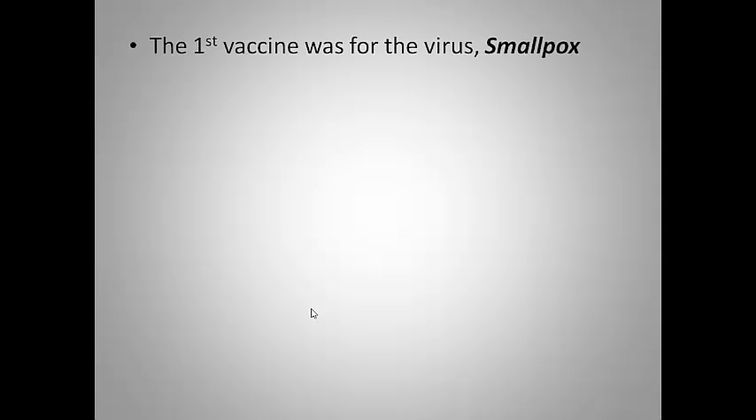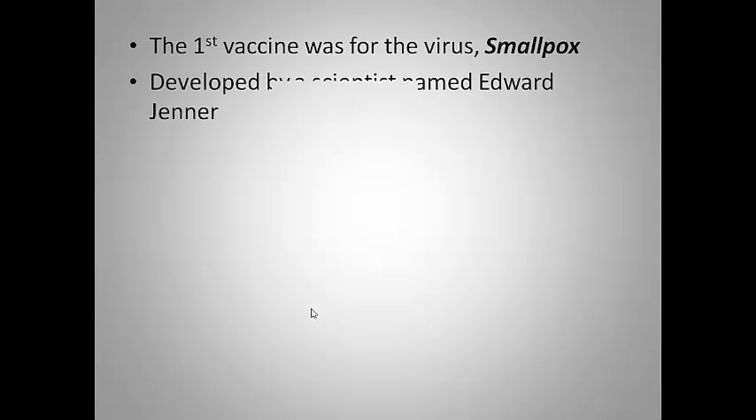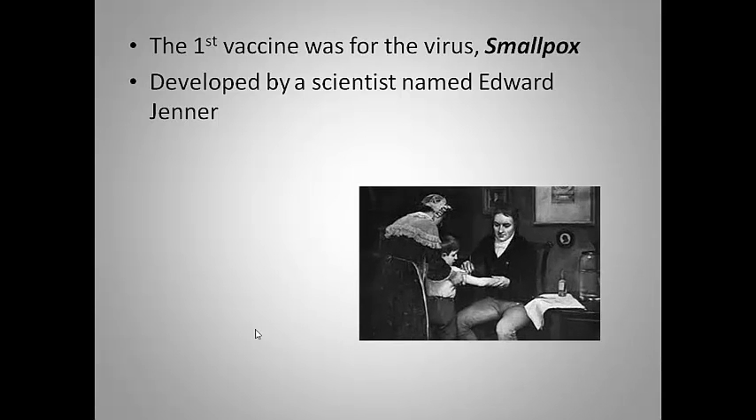The very first vaccine was for the virus smallpox. It was developed by a scientist named Edward Jenner. And Edward, there's a picture there, grew up in a rural area, kind of a farming community outside of London, England. And he noticed that a lot of the people in his community were dying from smallpox, thousands of people. It was a serious problem. But he noticed that there were some other people in his community that actually never got smallpox.